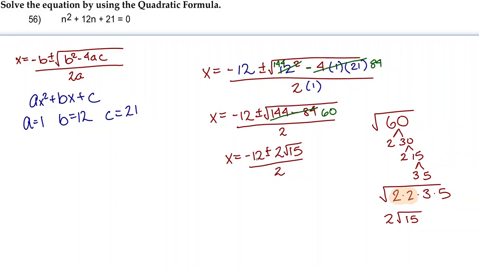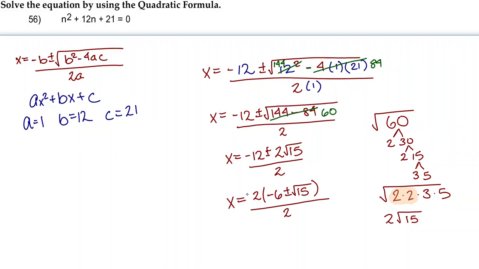So now we have x equals negative 12 plus or minus 2 square root of 15 over 2. And we should notice here that these terms all have a factor of 2 that could be taken out. So let's go ahead and do that. Let's take out a 2 from the numerator first. And that's going to leave us with negative 6 plus or minus the square root of 15. And then the denominator is still 2.